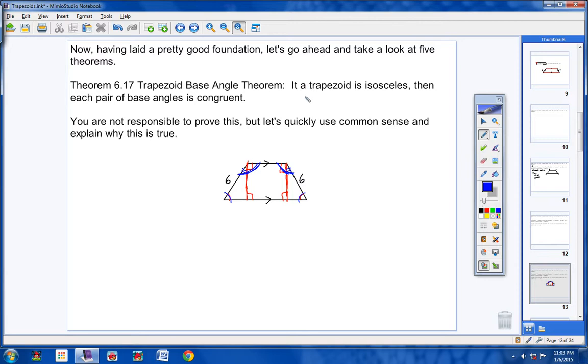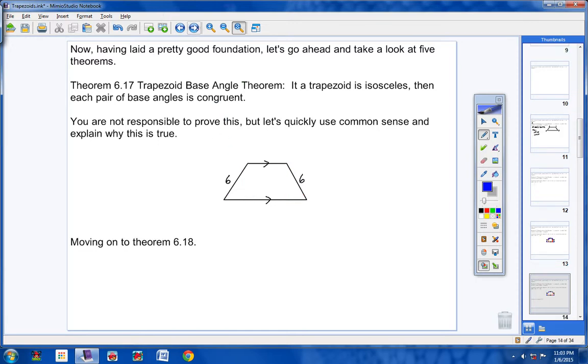So if a trapezoid is isosceles, then each pair of base angles is congruent. Please don't forget that theorem, okay? Moving on. Okay, on theorem 6.18, please take a second. Let me pause and say this again. You're not responsible for any of that stuff that I just did, but I'm trying to cut you a little slack on these proofs because they're really difficult. So please be respectful, be quiet, listen. You don't have to take notes on that part, but make sure you're listening.